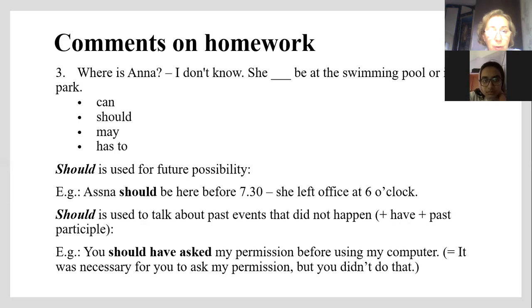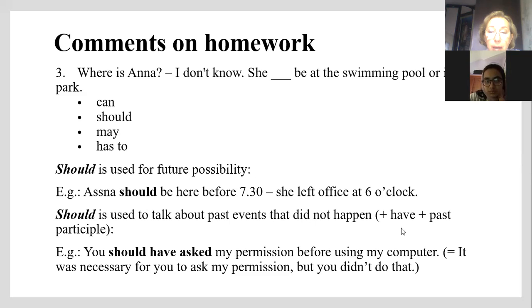And here is statement 3 from the home assignment. Where is Anna? I don't know. She be at the swimming pool or in the park. So some students have chosen should. Yes, should can be used when we want to express possibility, but should is normally used for future possibility when we speak about the future. For example, Anna should be here before 7:30. She left the office at 6 o'clock. So she will be here. Yes, so the future action. Or should is also used to talk about past events that did not happen.